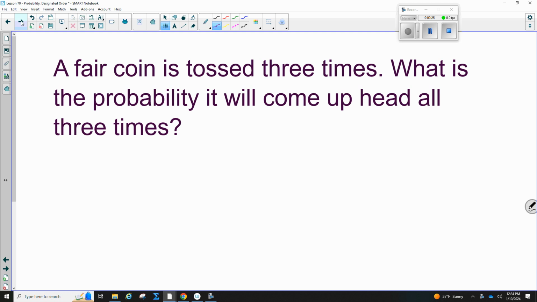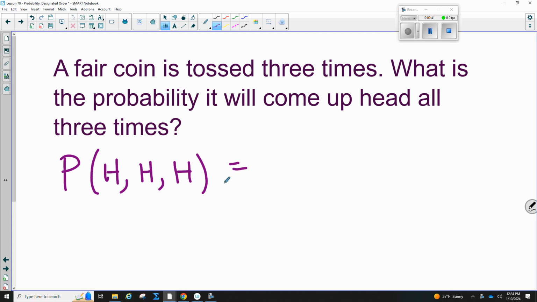So a fair coin is tossed 3 times. What's the probability it will come up heads all 3 times? So this is the probability of getting a heads and a heads and a heads. Okay, so you want to write H comma H comma H. That's 3 heads in a row.